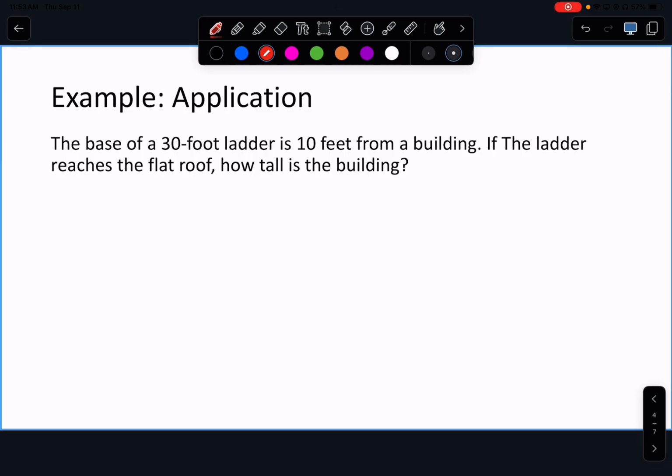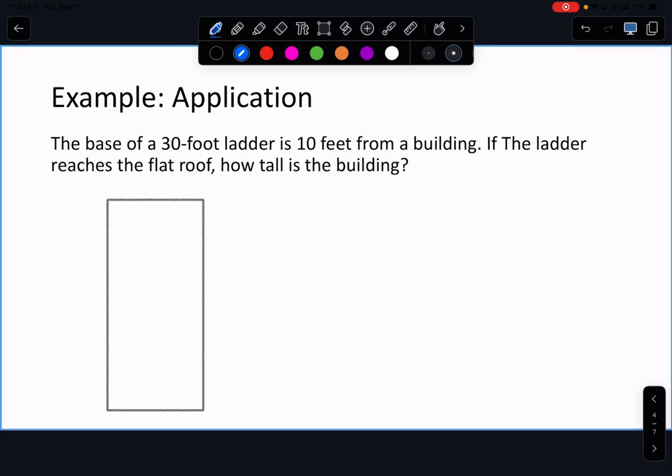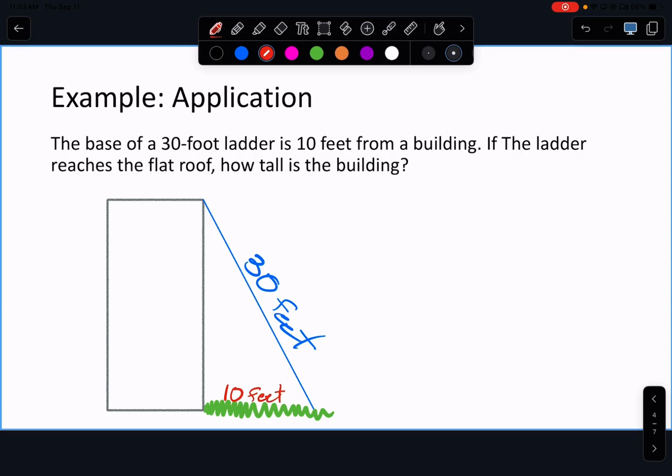So I'm going to draw you a little picture here. We're going to start out, we have a building here. Here's our big, tall building, all right? And then we have a ladder leaning up against this building. There's our ladder. And then down here is our nice green grass that the ladder is sitting on, okay? They tell us that the ladder is 30 feet long and that the base of the ladder is 10 feet away from the base of the building. Right? We are assuming that the building is upright.